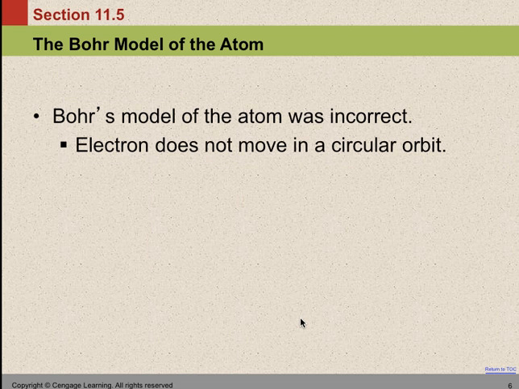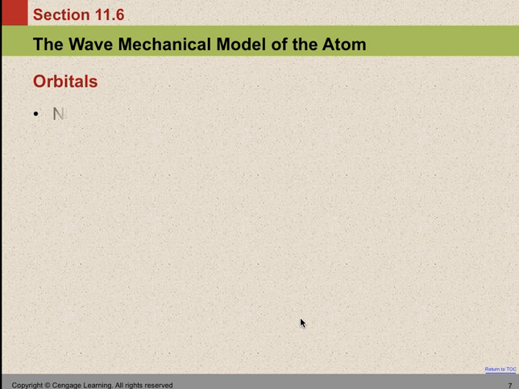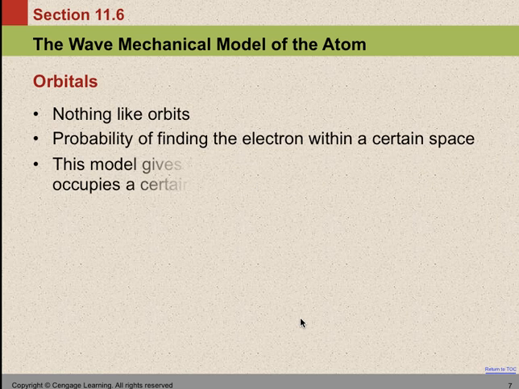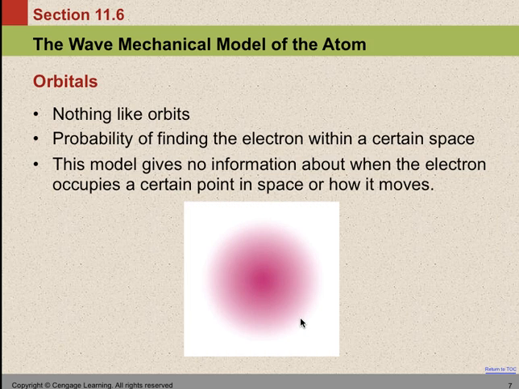Again, Bohr's model was incorrect. Electrons do not move in a circular orbit. Well, where do they move? Actually, they're found in things called orbitals. These orbitals are really a space about the nucleus in 3D where the electron is probably going to be found.